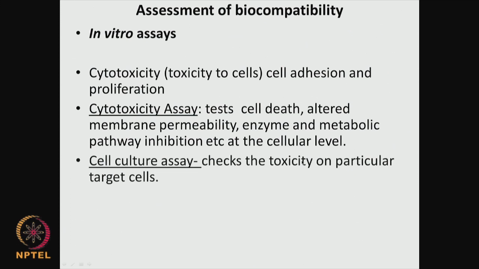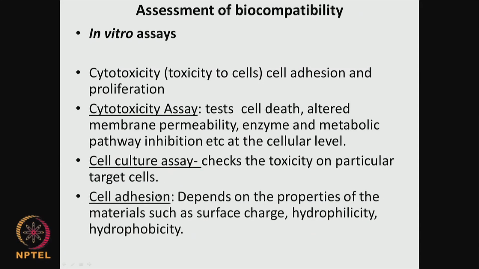We can also look at specific cells. There are so many different types of cells we can look at. Like I showed you in the previous case, mouse cells. We can look at human L6 muscle cells. We can look at bone marrow cells, and so on. So, we can look at the cell culture on specific cells. Then we can look at whether cells are adhering properly, because that is also very important.